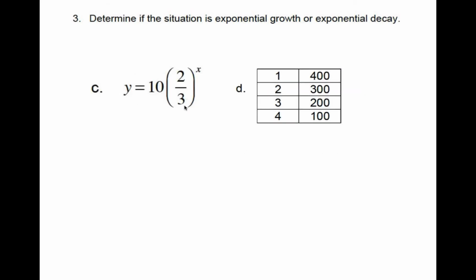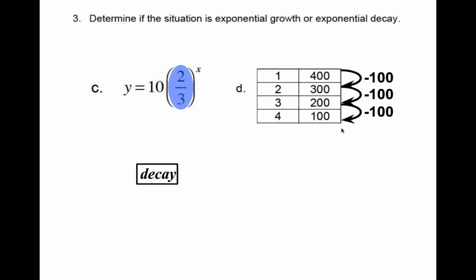All right, for C, ignoring the A value, looking at the B value, is that growth or is that decay? Okay, so that's less than 1, so this would be decay. This one's a little bit tricky. What is it getting multiplied by? Nothing. It's actually subtracting by 100.